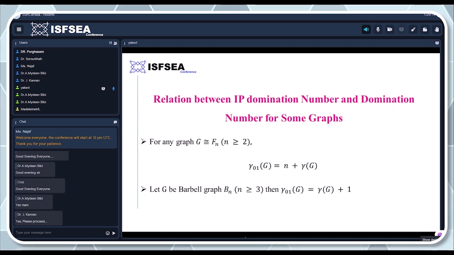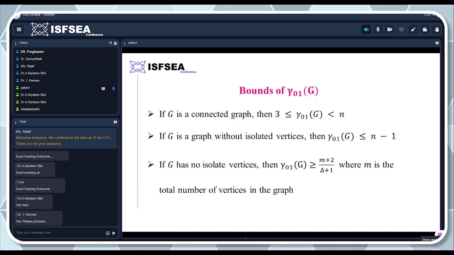Finally, we have the bounds for the IP domination number. If G is a connected graph, then 3 is less than or equal to gamma 01 of G, which is less than n. Here, the lower bound is 3 and the upper bound is less than n. If the upper bound is equal to n, the condition fails because our G is a connected graph, so the IP condition fails here. So definitely the upper bound is less than n. If a graph G is without isolated vertices, then gamma 01 of G is less than or equal to n minus 1. Equality holds if G is isomorphic to P4.